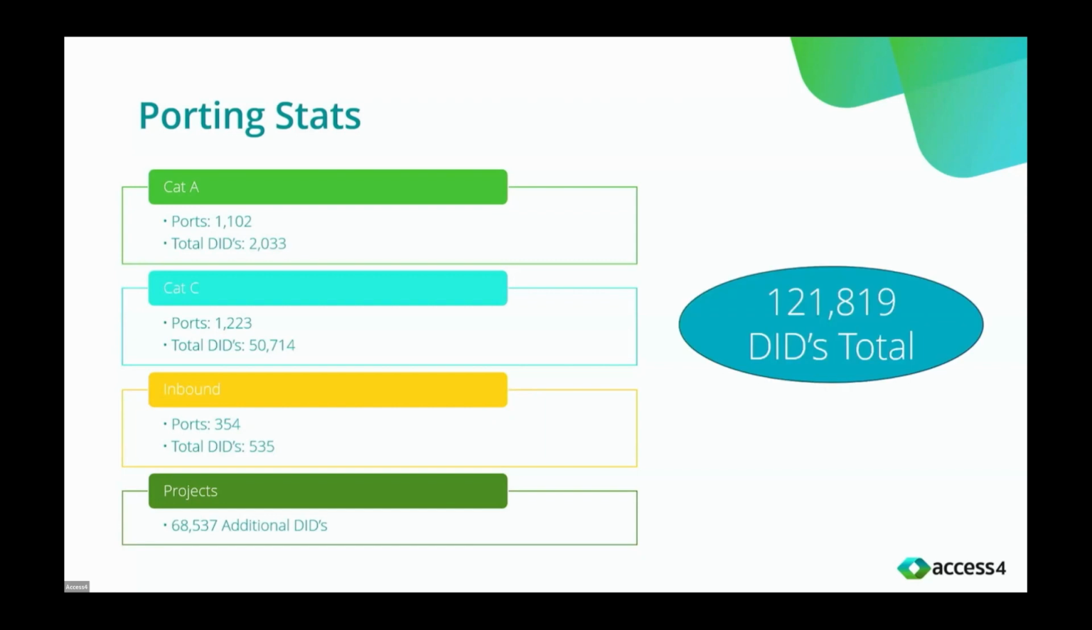So in total, we've ported across 121,819 DIDs in the past 12 months. That being said, there's still 3 days left until the embargo, so there's probably going to go up a couple hundred more in that time. But lots of numbers that our porting team have been able to manage moving across into our platform over the past 12 months.